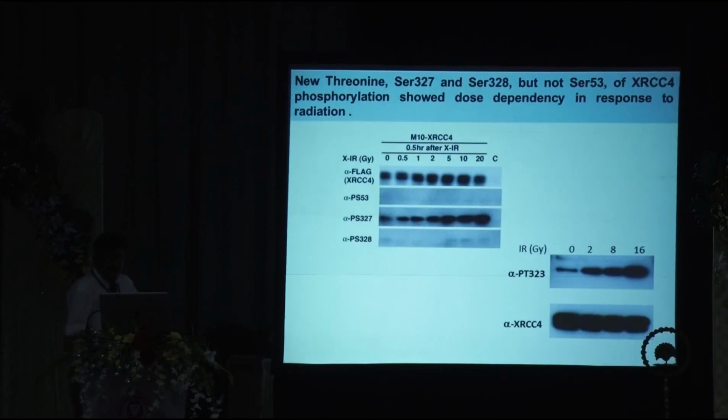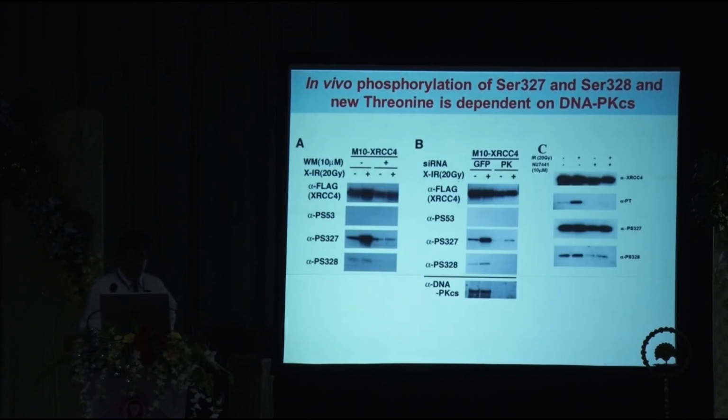After that, we looked at the phosphoryl signals in different cell lines. Here we could see that these phosphoryl signals were dependent on radiation doses. It increased when we increased the radiation doses, in the case of S327, S328, and also threonine 323. In our earlier experiment, we saw phosphoryl signals in the case of bacterially expressed XRCC4 protein and DNA-PK. But in this case, we have seen these phosphoryl signals in vivo, in the cell line also.